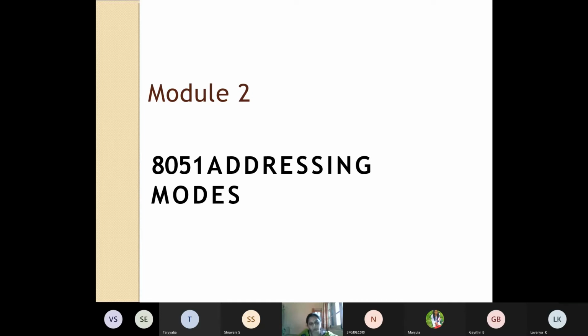Okay, so the last module is done. Going to the next module, I'll start with module 2. In module 2, we are going to see the 8051 instruction set. The 8051 is basically programmed in assembly language, where we use mnemonics, or instructions, to write the program.